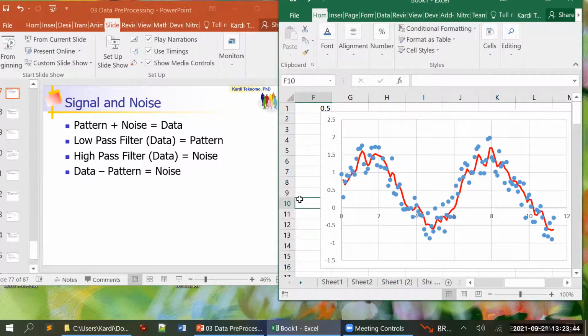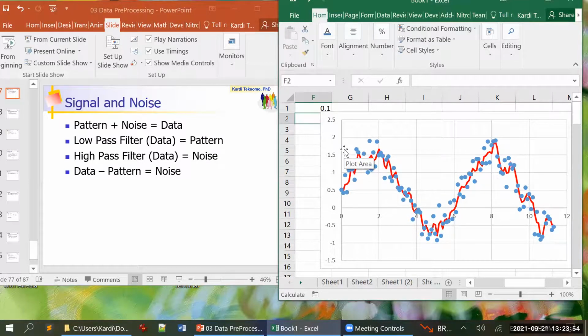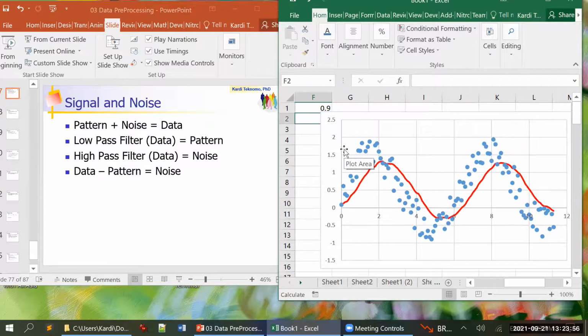Okay, it's complete now. You can either use a low pass filter or high pass filter. Of course, now you can change this value also, so 0.1 or 0.9. Okay, closer, 0.9 is closer. Filter be shifted.